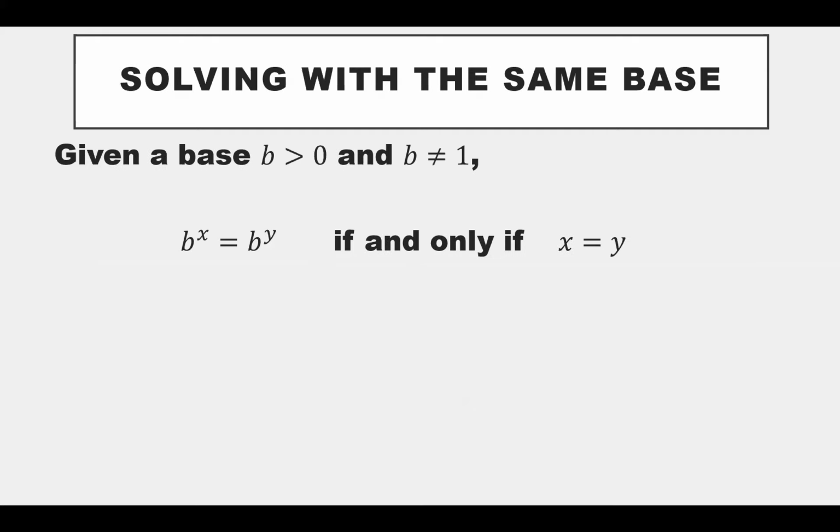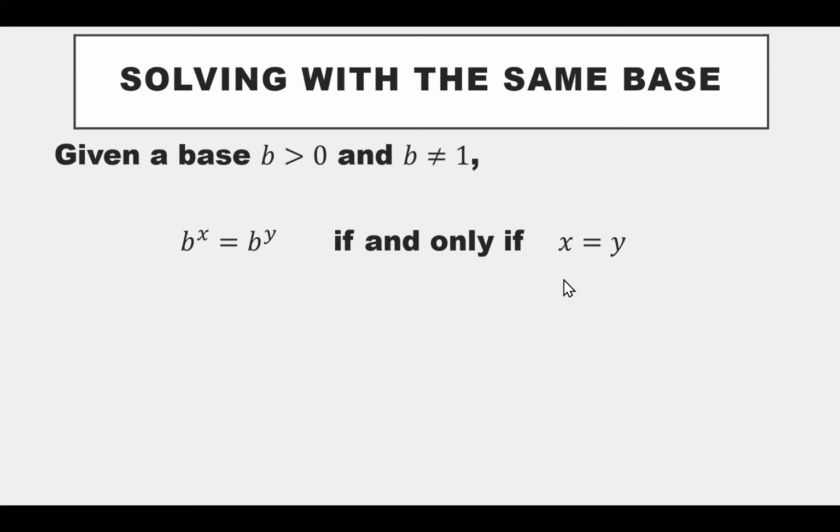Now, when we're talking about an exponential equation, the first rules we're going to look at are the rules with same bases. In all of these examples, I'm going to assume that the base is positive and not equal to 1. If that is the case, then if I have b to the power x is equal to b to the power y, then x is equal to y. And the reverse will also be true.